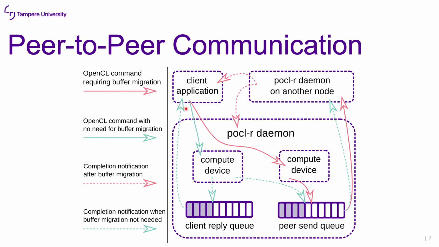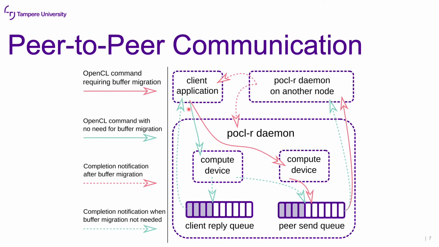Here, the solid green arrow illustrates a simple OpenCL command from the application. The command is sent to its target remote, which executes it and sends a completion notification, indicated by green dotted arrows, independently back to the application and to all other remotes that may be waiting for the completion of this command, eliminating the need to wait until the client application has received the notification and dispatched new commands.